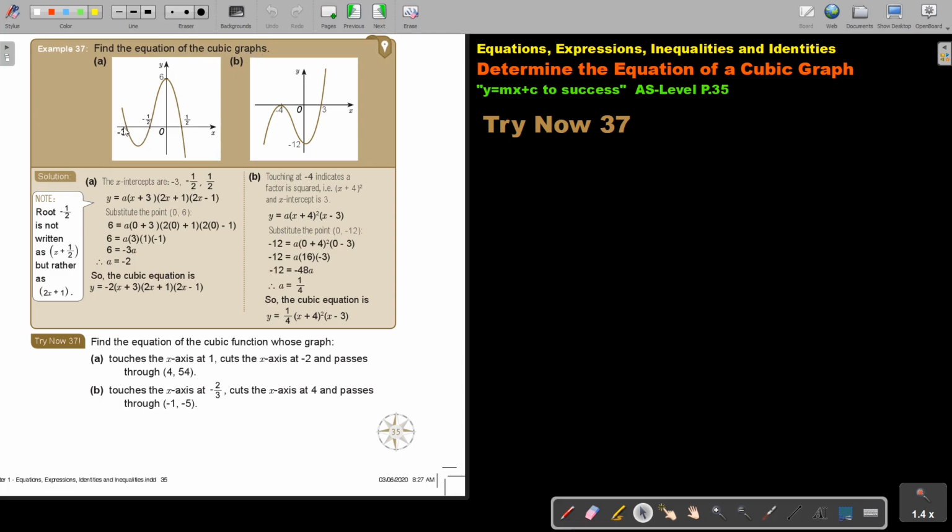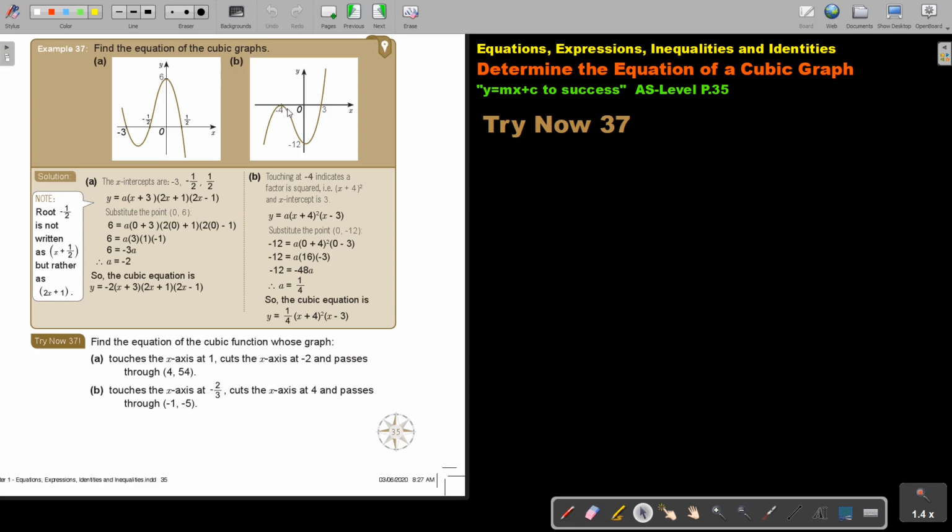Okay, in this case, it cuts there, there, there, and there. So, the x-intercepts are this. I can also substitute it as minus a half, it doesn't matter. But sometimes it's easier if you substitute it like this. So the root is not written as this, but rather as this. I'm just taking this denominator and putting it with this numerator, and then I'm just avoiding fractions. Then I substitute the extra point, I get the value of a, and this is my answer.